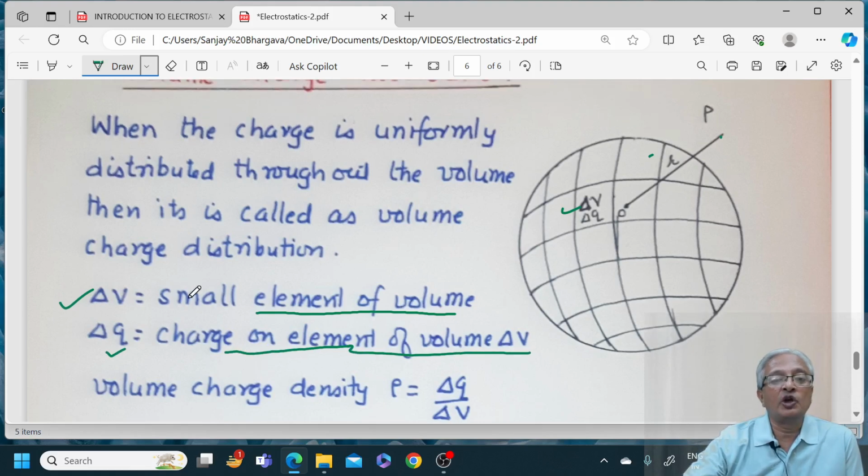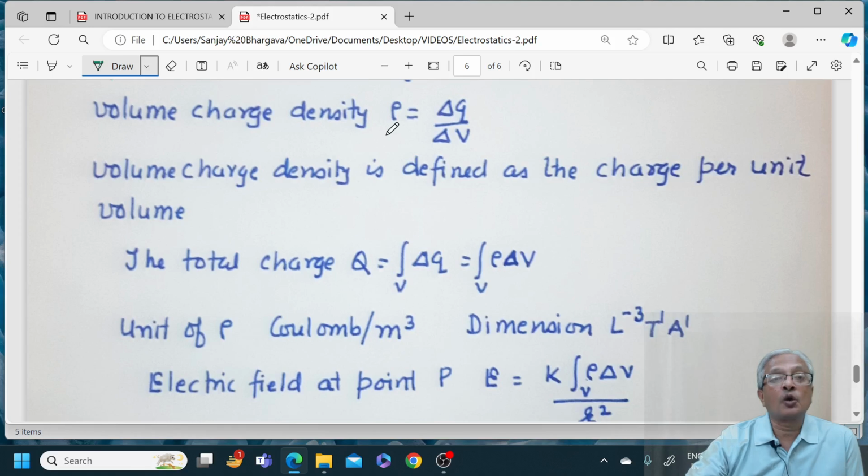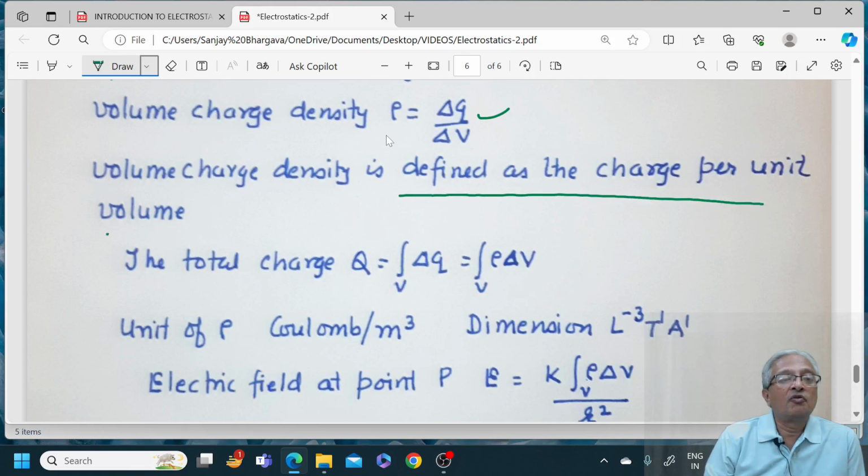How do we define volume charge density? It is defined by rho, and it is delta Q by delta V. Volume charge density is defined as charge per unit volume. So, line charge density is charge per unit length, surface charge density is charge per unit area, and volume charge density is charge per unit volume. The total charge, as usual, was first the line integration, then the surface integration, and now the total charge is the volume integration of delta Q, that is, the volume integration of rho times delta V.